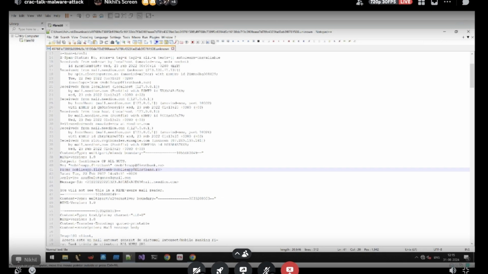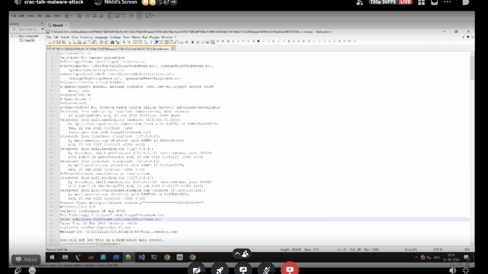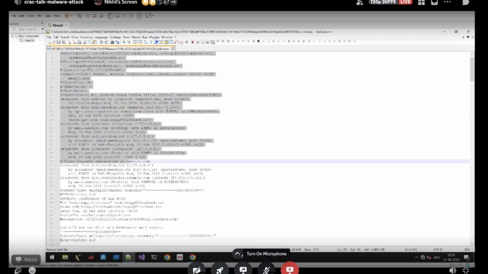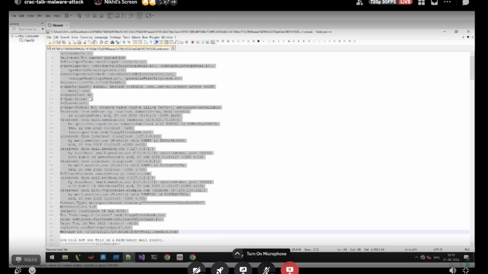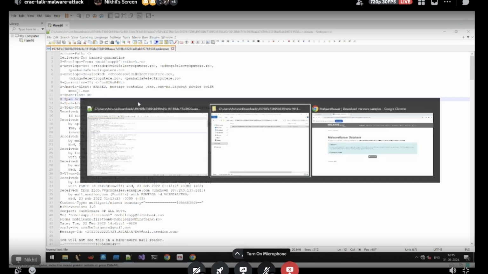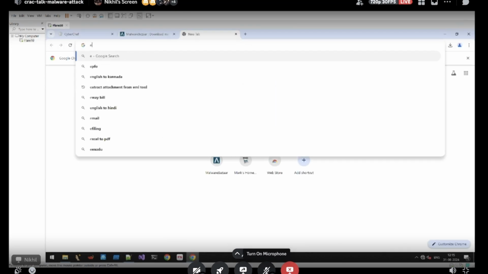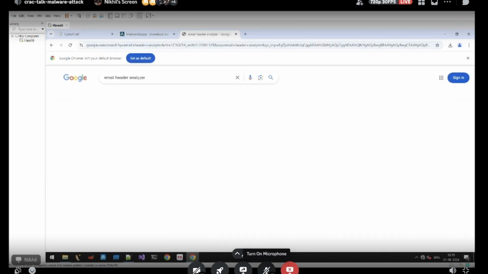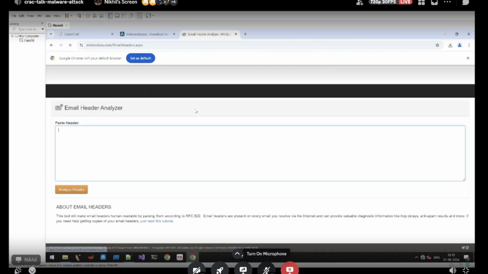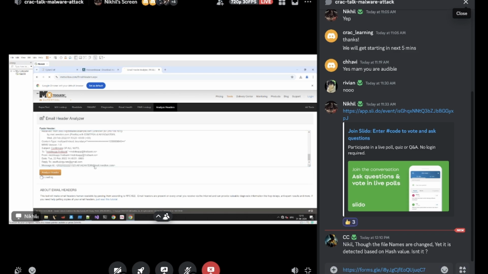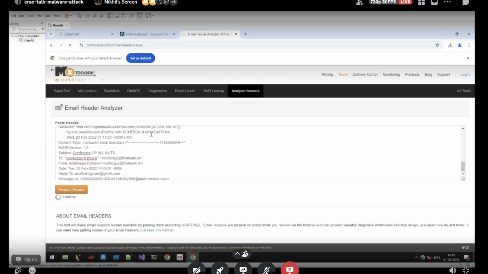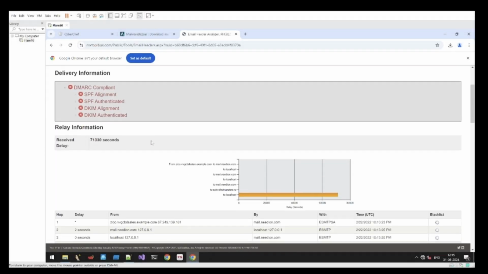But then if you go back and see where it actually came from, you will see it's coming from some random source. So instead of reading this, which is not particularly readable because there's so much information, what you can do is take that email header and go to MX Toolbox. So you just come and paste it here. You say analyze header. Okay, so you get all this information.